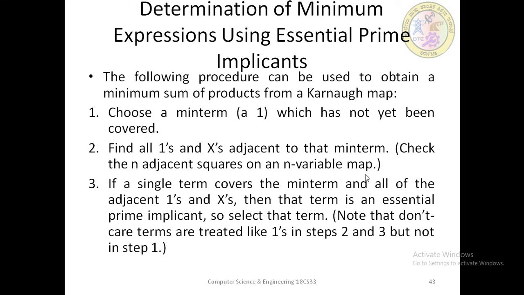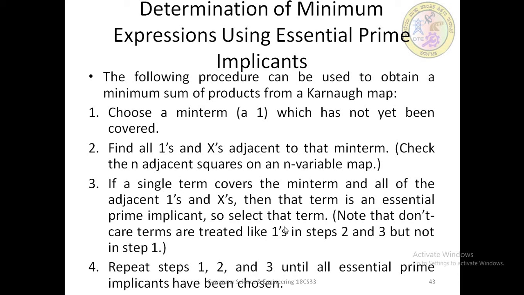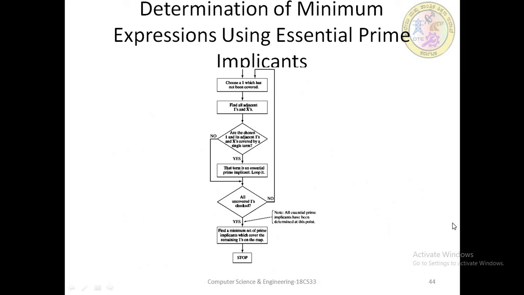If a single term covers a min term and all the adjacent X's, and if we have a don't care along with that, we will not try to cover all the don't care conditions. We will try to cover only the required don't care conditions, and we will eliminate the remaining don't care conditions. So we have to repeat this until all the essential prime implicants are found.